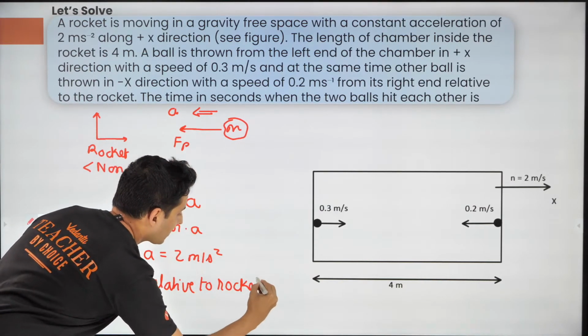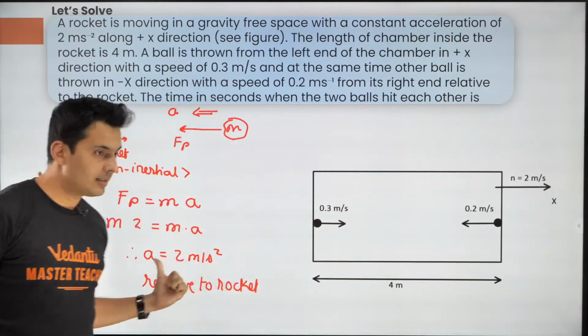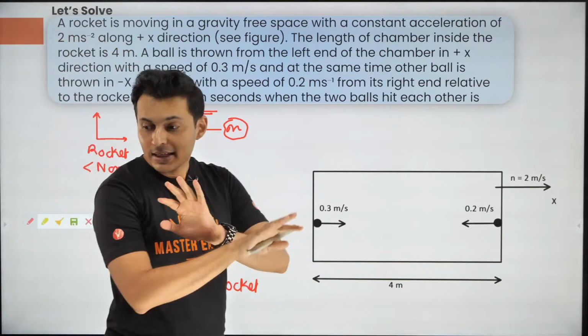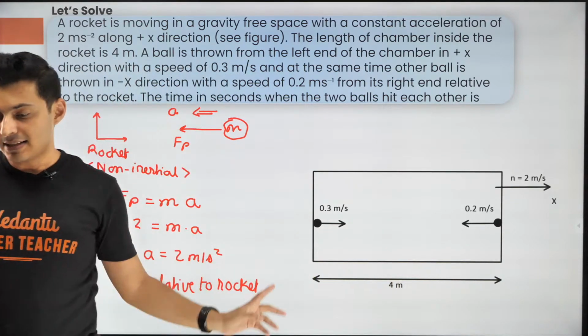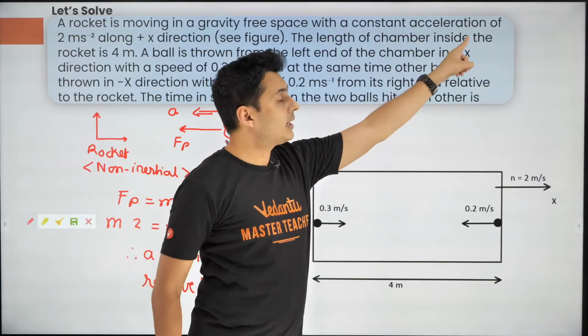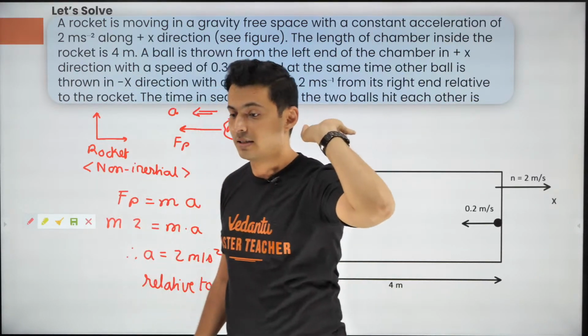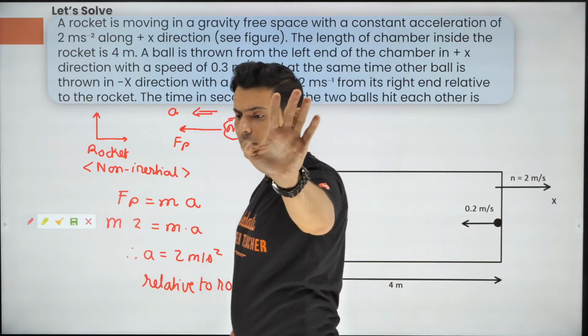Think about it. Relative to the rocket, both the balls have acceleration of 2 meters per second square. Is this understood till here? Yes, Vasan, this is non-inertial. Why is it non-inertial? Because it is given that the rocket is accelerating with 2 meters per second square. Everybody has understood till here?